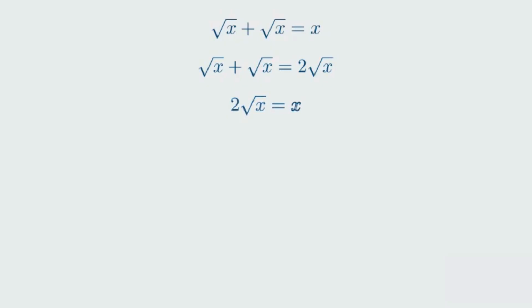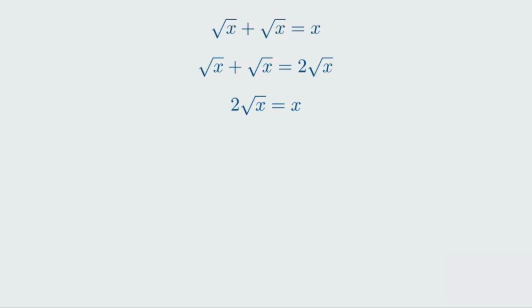This is the starting point for our problem. We have the square root of x plus the square root of x equals x. Now the first step is to simplify the left side of the equation. Notice we have two identical terms. We can combine them just like we would with any other variable. The square root of x plus the square root of x is simply 2 times the square root of x. So our simplified equation becomes 2 times the square root of x equals x. This is the first key step, combining like terms to simplify the expression.